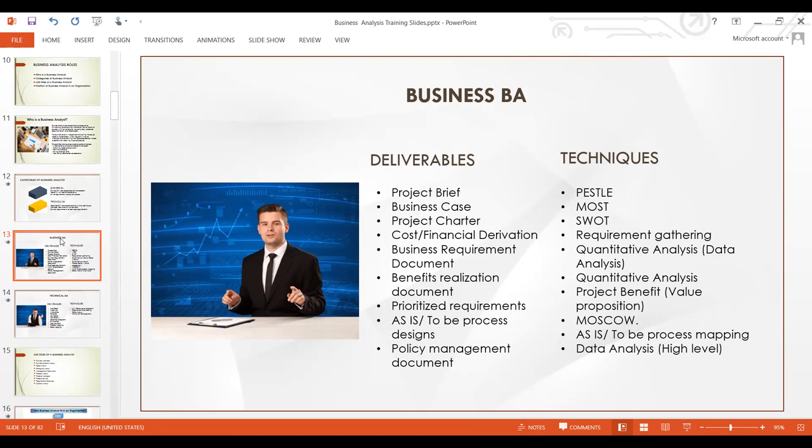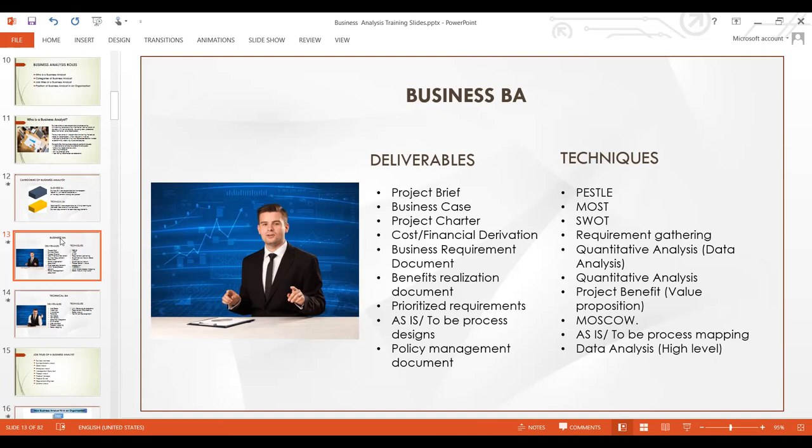Then cost and benefit derivation, or the cost of financial derivation. These are like the budget and financial forecast for the project. You need to understand how much it takes to deliver such a project or solution you are planning to deliver. Then business requirements are the actual requirements that you need to solve that business problem.